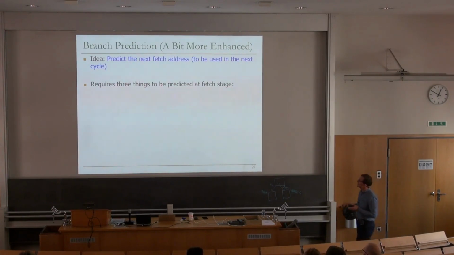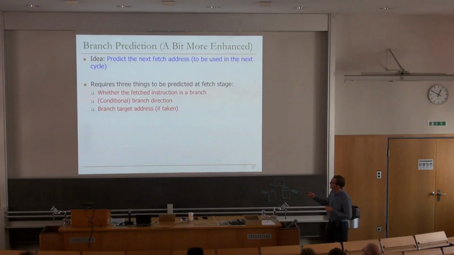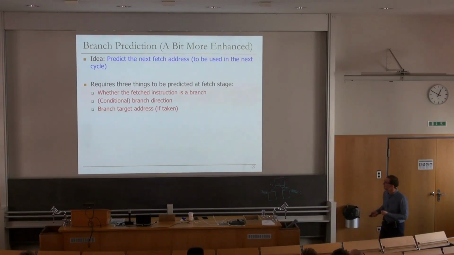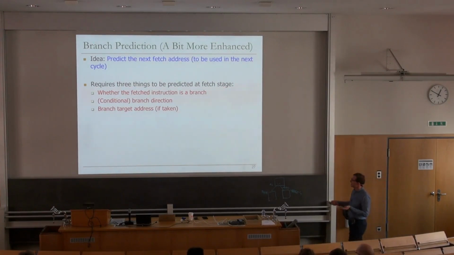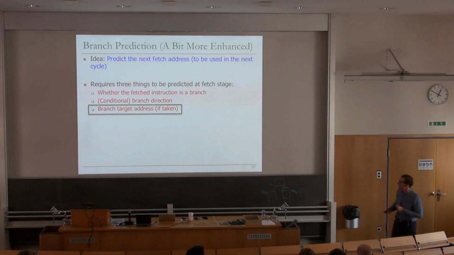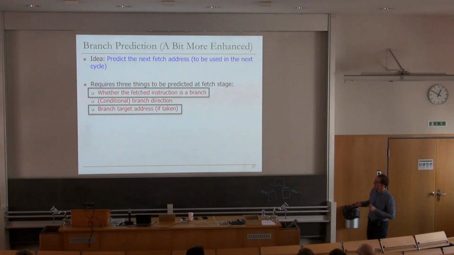So this requires three things to be predicted at the fetch stage: whether the fetched instruction is a branch, as we've discussed, the direction of the conditional branch, and the branch target address, assuming it's taken, of course. So let's take a look at these different things. First, let me start with the branch target address and whether the fetched instruction is a branch.